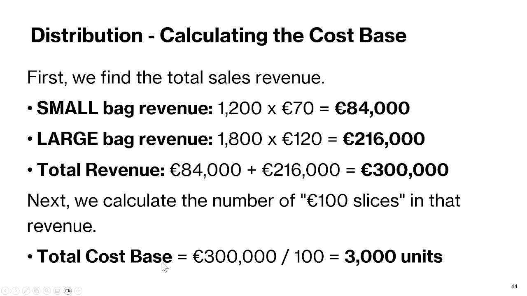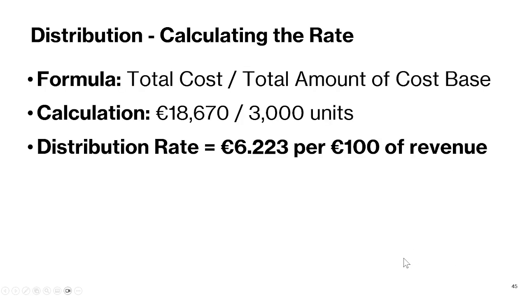Next, we calculate the number of 100 euro slices in that revenue. So we have a total cost base of 300,000 euro divided by 100, which gives 3,000 units of cost base in this center. The rate is 18,670 divided by 3,000 units. So we have a distribution cost driver rate of 6.22 euro per 100 euro of revenue.